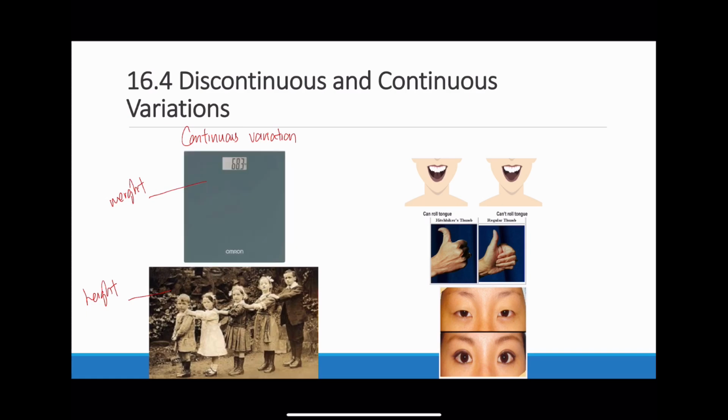There are no distinct differences. But if you look at the one on the right side over here, these have very distinct categories. That's why we call them discontinuous variation. It's not a continuing trend. It's not a range. It's very disjointed. Either you have or you don't have, or even if you have, there are only a few types. So something to take note of over here: these are the two types of variation.